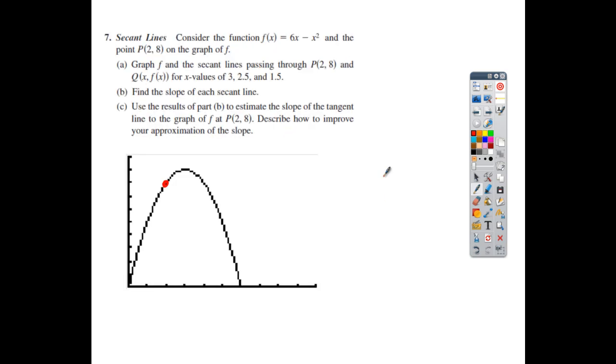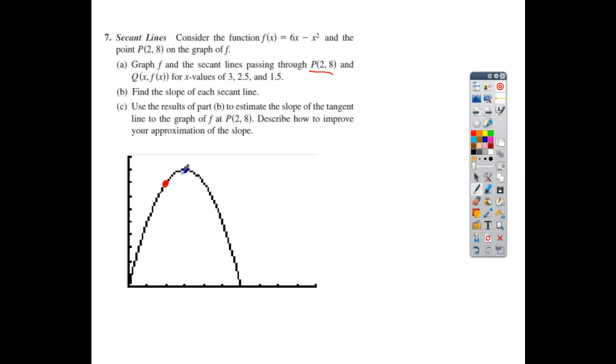All right, so we're looking at a function 6x minus x squared, and they're talking about secant lines. Secant lines are lines that go through 2 points in the function, so they're defined by 2 points on the function. The first part says graph f and the secant line passing through the point 2, 8, which I have marked in red. And let's do the second point at 3. I'll mark that one in blue.